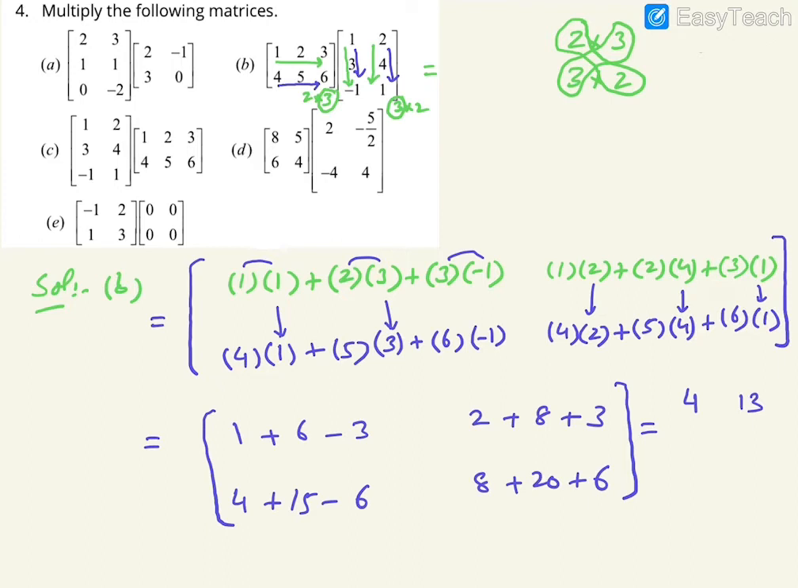Minus 2 plus 15 will be 13 here again. 15 plus 4 is 19. 19 minus 6 is 13. So here we will get 28, 34. So this will be your answer. You can see the order of the product is 2 into 2, 2 rows and 2 columns, which is required.